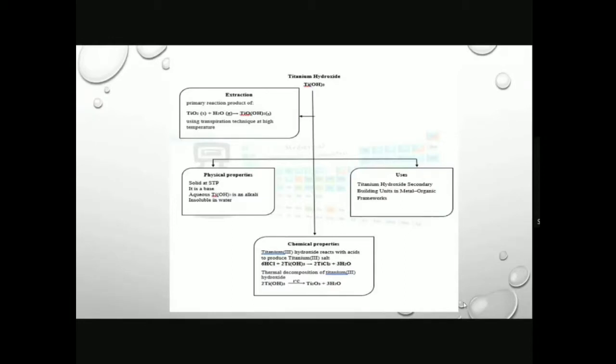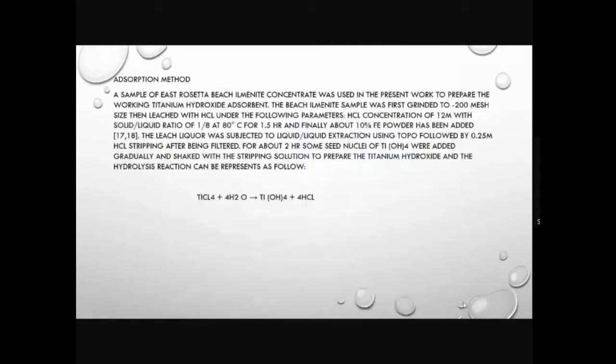Titanium hydroxide can be extracted from the primary reaction product of titanium 2 oxide plus water to produce metatitanic acid using a transpiration technique at high temperature. Besides that, we can extract titanium hydroxide by using the adsorption method. A sample of East Rosetta beach ilmenite concentrate was used in the present work to prepare the working titanium hydroxide. The beach ilmenite sample was first ground, then leached with hydrochloric acid under the following parameters.